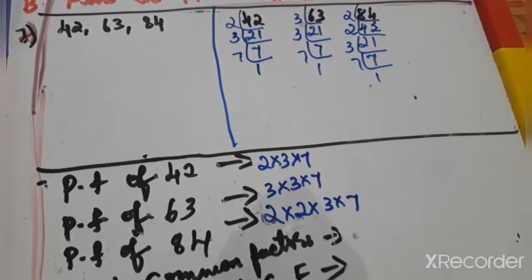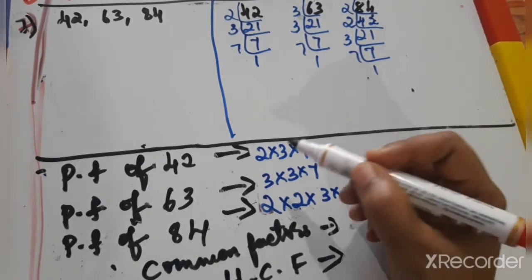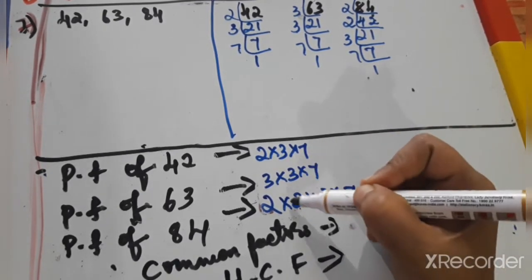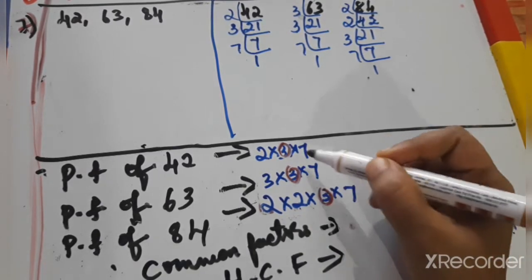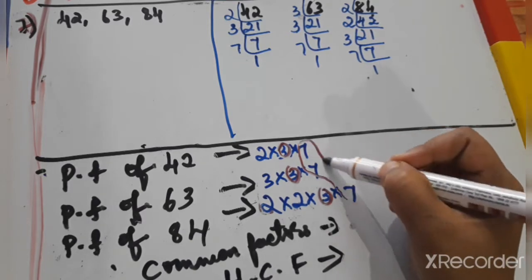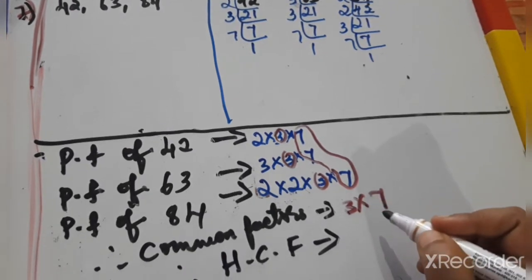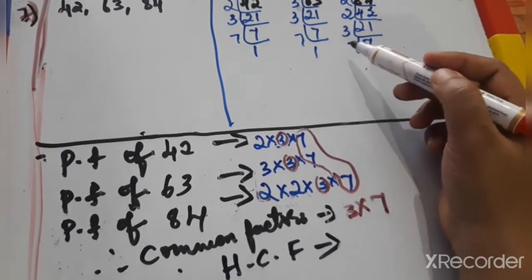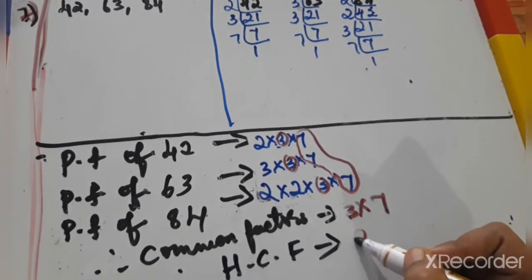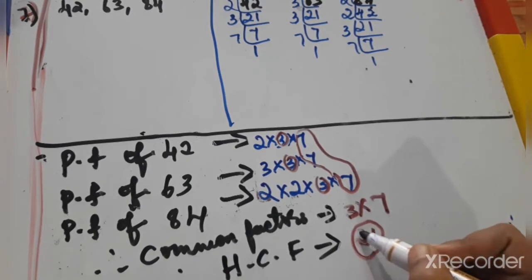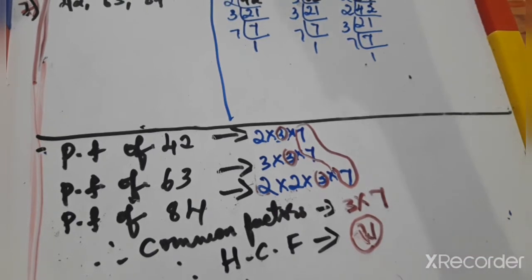Now we have to write the common factors. Which are the common factors here? 2 is not in all of them, so we can't take 2 as a common factor. 3 is common, and 7 is common. So 3 and 7 are the common factors. So 3 into 7, that we have to multiply, because we divided here only with prime numbers. That's why we are multiplying 3 into 7. 3 sevens are 21. The HCF is 21.